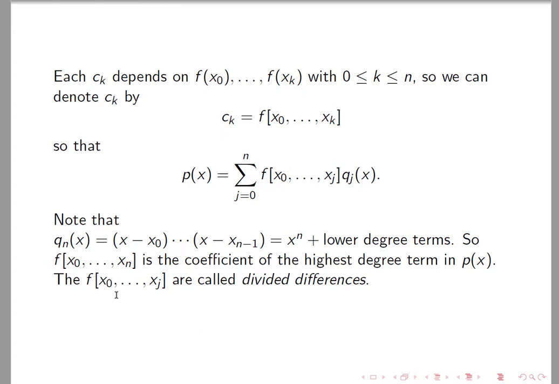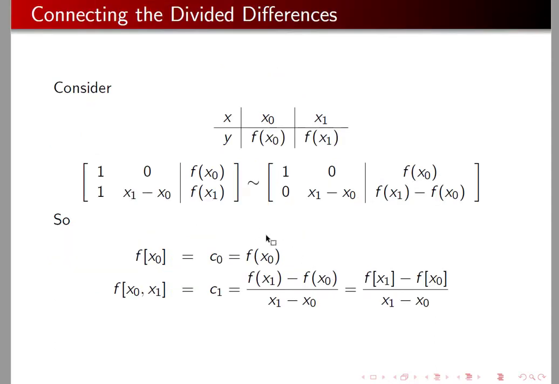Okay. The name that we give to these f of x0 through f of xj are, well, these are called divided differences, and we'll justify that name momentarily. So let's suppose we have the simplest possible system where we just have two values, and we roll this into one of our matrices, as we would if we were evaluating.